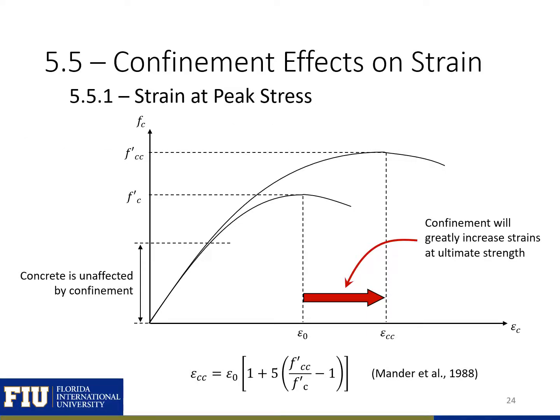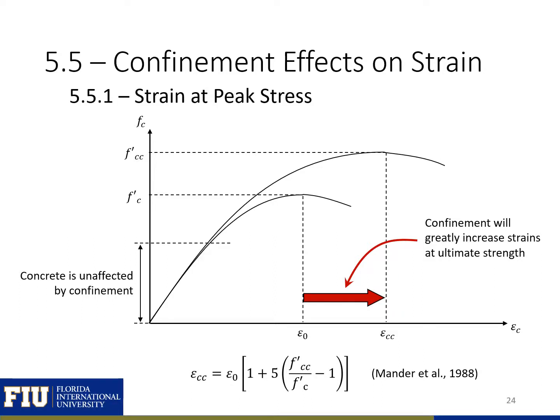Next, we're going to take a quantitative look at how confinement will affect our strain. First, we'll look at how confinement affects the strain and ultimate strength. We can see here stress-strain curves for our unconfined and our confined concrete, where in our unconfined concrete, epsilon naught is the strain at our ultimate strength, f'c. You can see in our confined concrete curve, our epsilon cc is the strain at our ultimate strength of our confined concrete, f'cc.